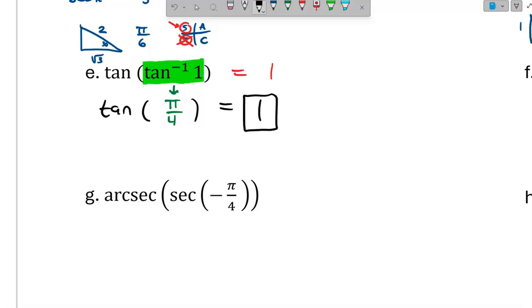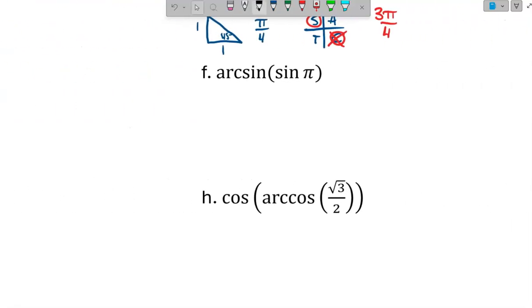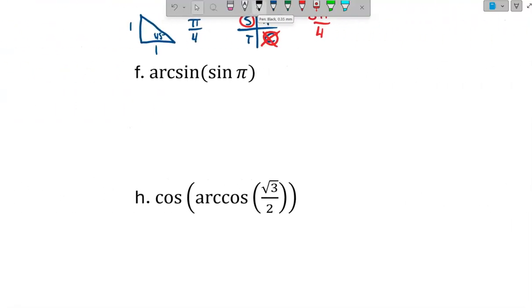Here's where we're going to actually see an issue, and that's going to be here on letter F. Arc sine of sine of pi, our theory probably is that the answer here will be pi. But let's talk about why that's not going to be the case. If I go ahead and evaluate sine of pi, I'm going to get an answer of 0. That's going to be the output here. And then I'm going to be asked to find arc sine of 0.